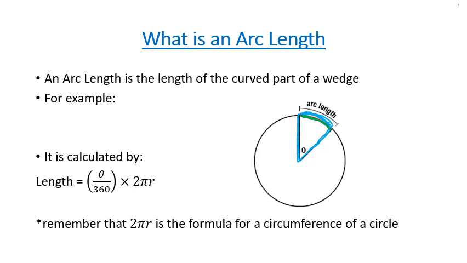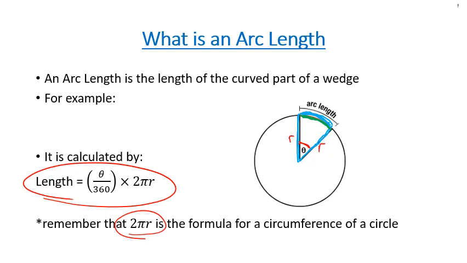And it's calculated using a formula of our angle, theta, over 360 multiplied by the formula of our circumference. So remember that 2 pi r is actually the formula for a circumference. And on our diagram, our radius is actually the straight parts of our wedge.